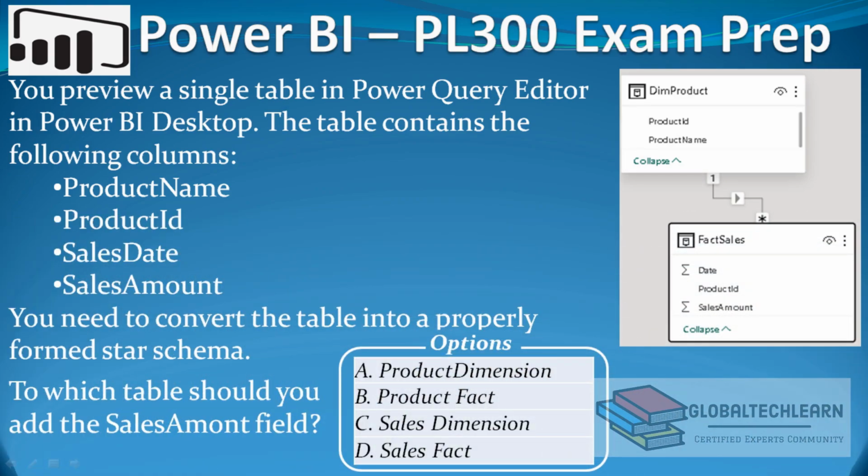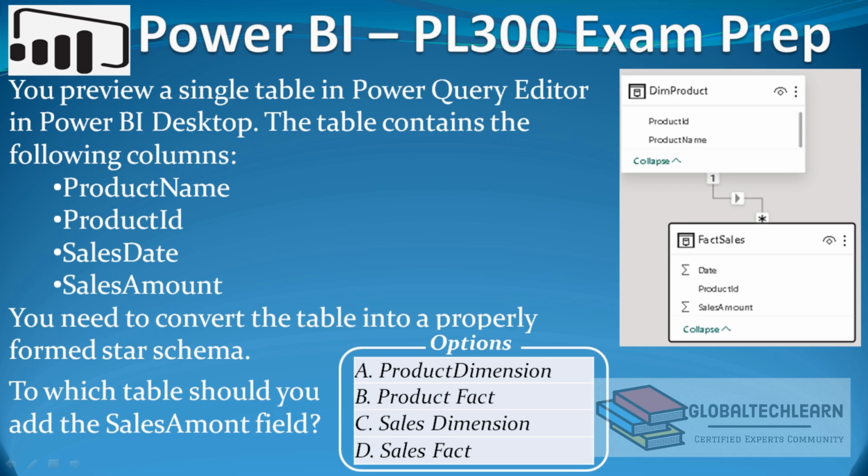In this video, we will practice a Power BI question related to split import data in fact and dimension. And the question is: you preview a single table in Power Query Editor in Power BI Desktop. The table contains the following columns: product name, product ID, sales date, and sales amount. You need to convert the table into a properly formed star schema. To which table should you add the sales amount field?